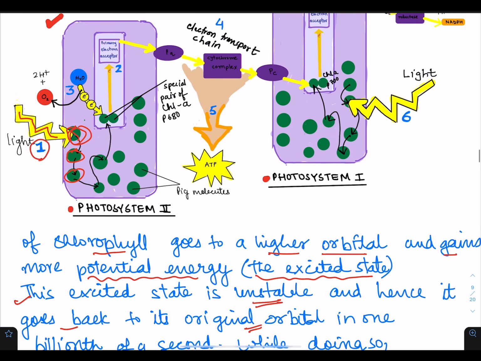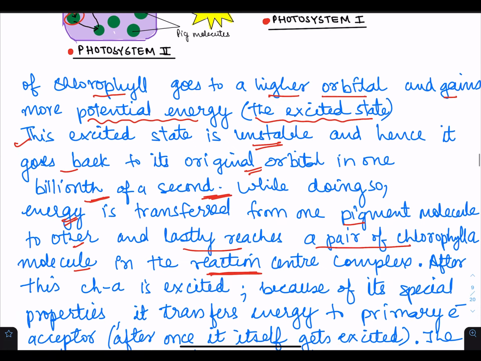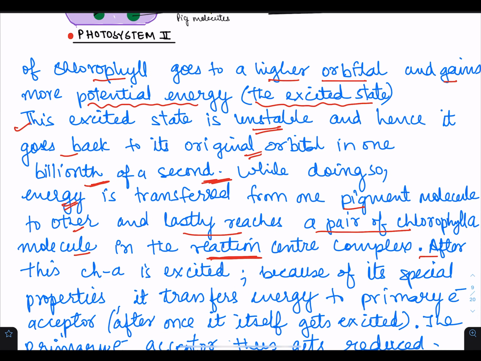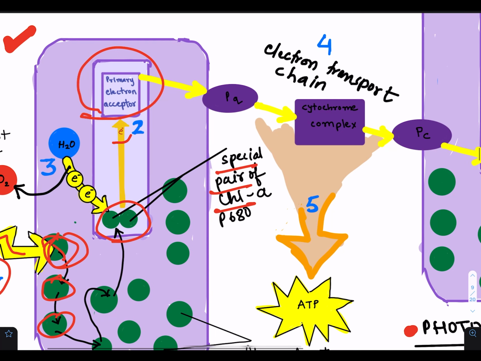Look at the diagram again. This is the reaction center and this is a special pair of chlorophyll A. So here it will reach finally. After this chlorophyll A is excited, because of its special properties, it transfers an electron to the primary electron acceptor. This is the primary electron acceptor. This is the electron. It goes to the primary electron acceptor.